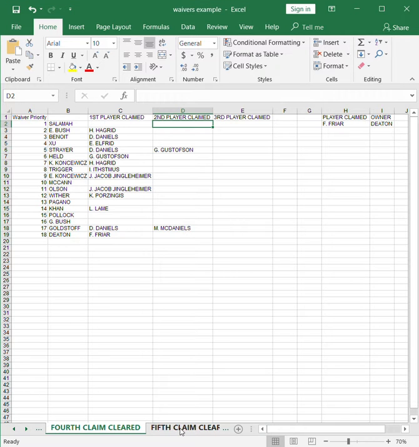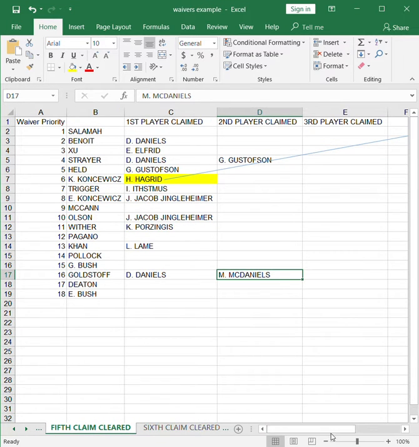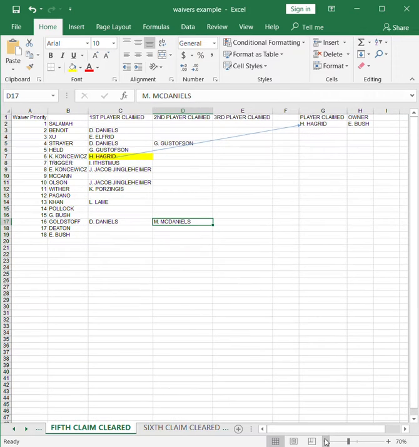Now in this example, Kellen also had a claim in for Hagrid. I know this is getting repetitive, but I want to make sure you guys get it, and if you don't, we'll figure that out. So, Kellen loses his claim for Hagrid because Hagrid is now on Emmett's roster. That's that. So, Kellen will not have anybody to claim because he didn't put anybody else afterwards. So next up, that claim processes, and now we have the next claim.